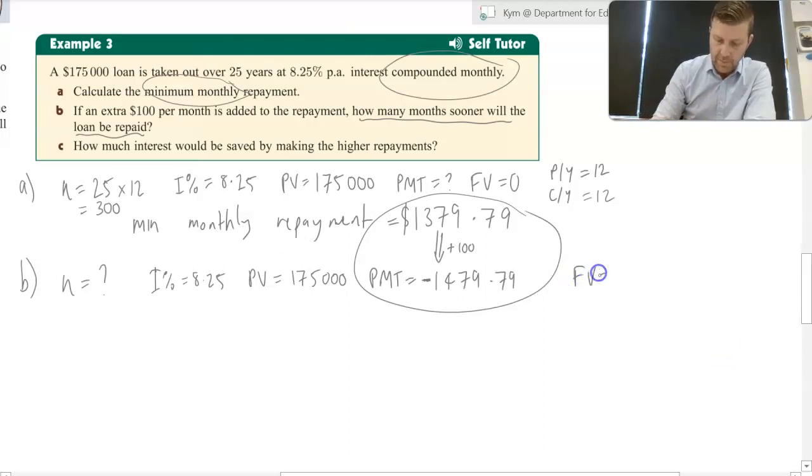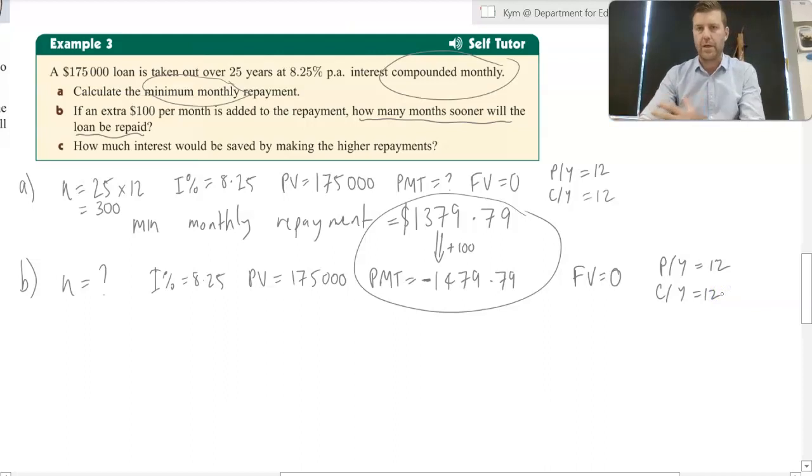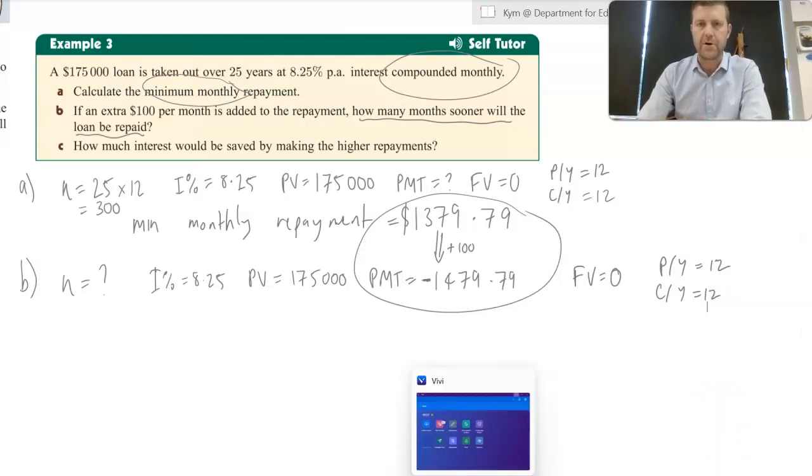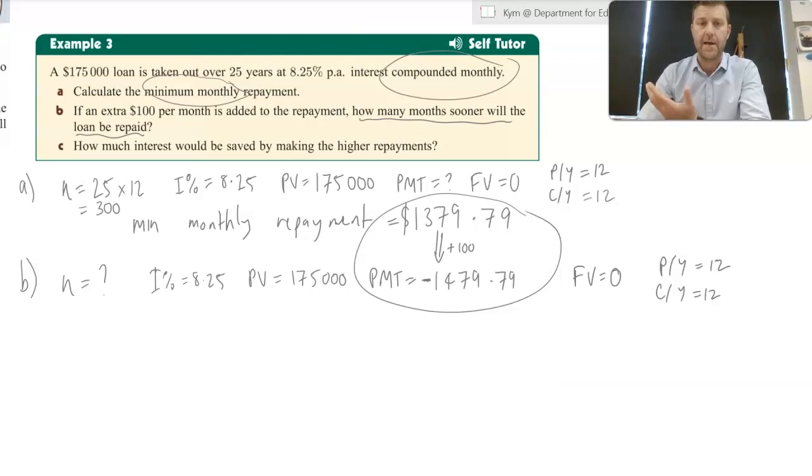The future value, again, we want to be 0. Payments per year and compound periods per year will both be 12. So once you have all that there, that's your working out, you're going to pop that into your graphics calculator and ask it to solve for N this time.